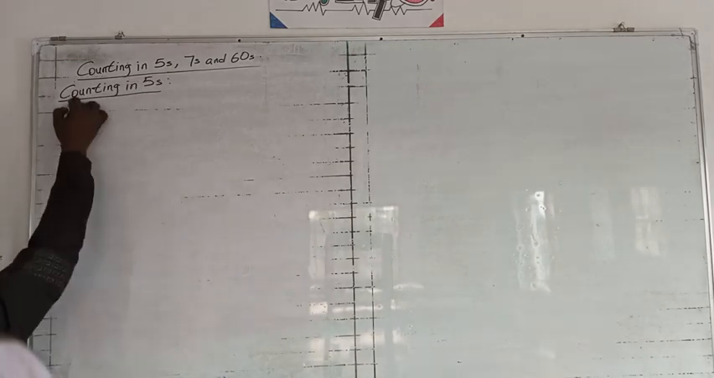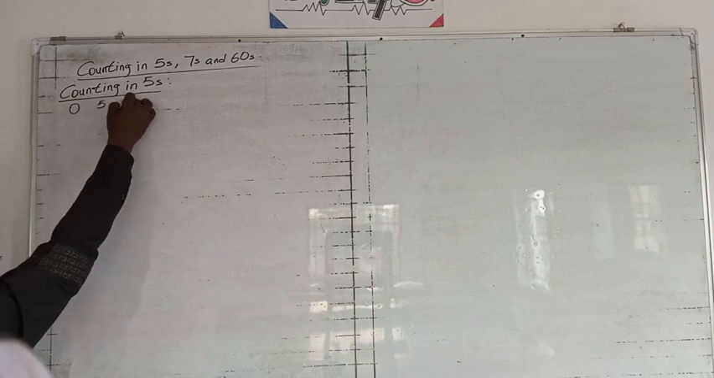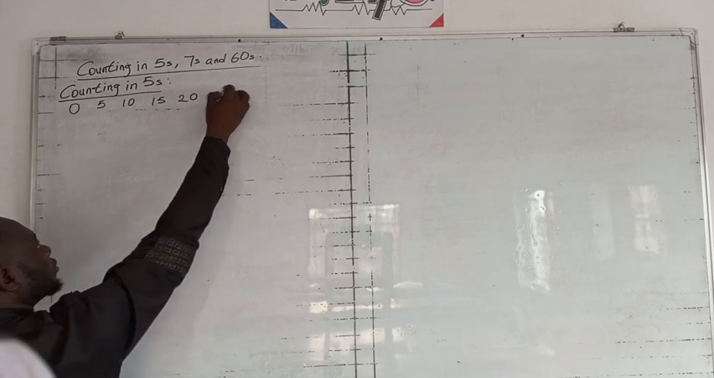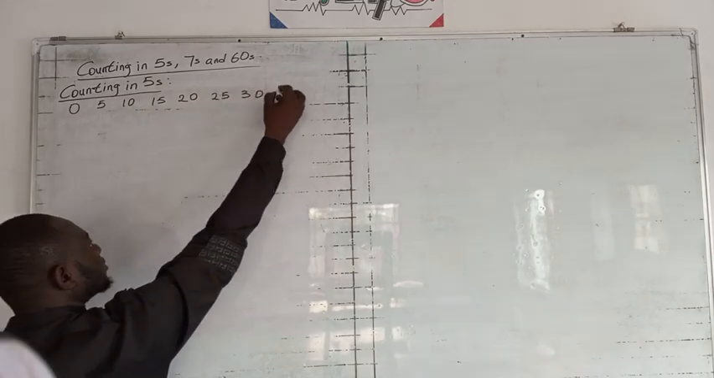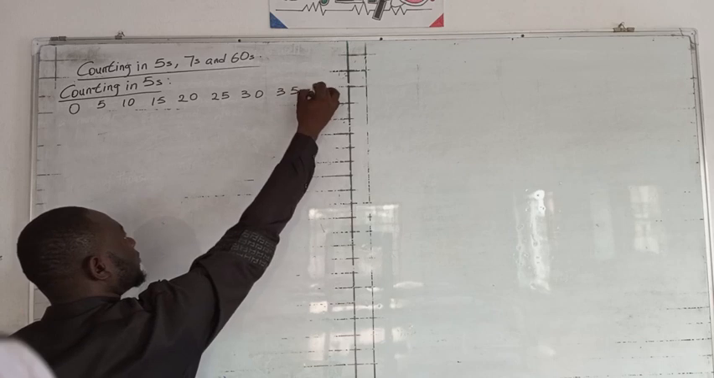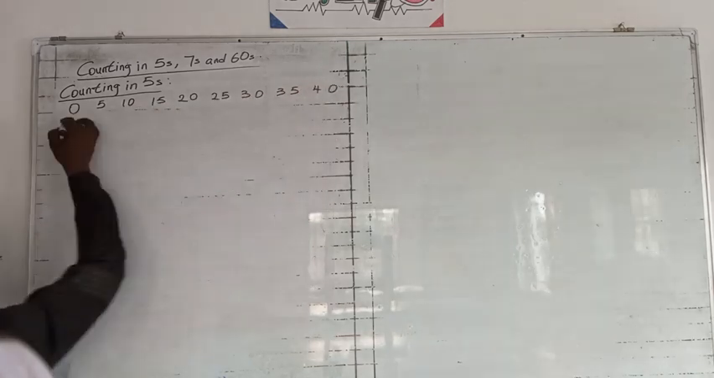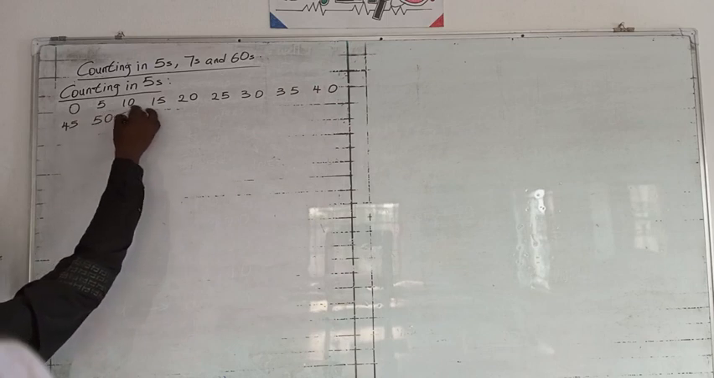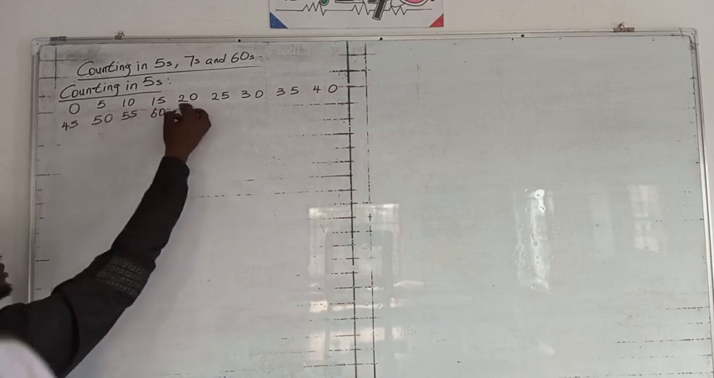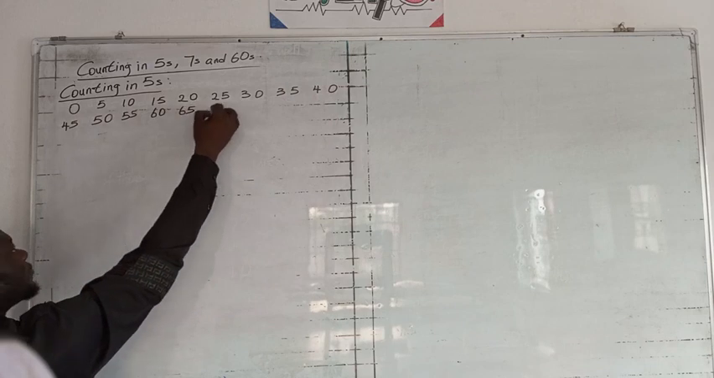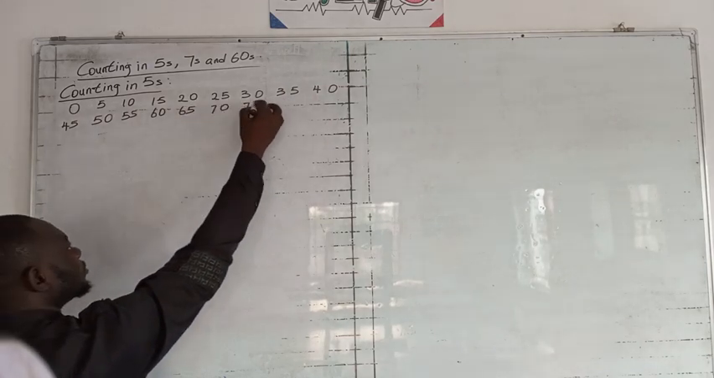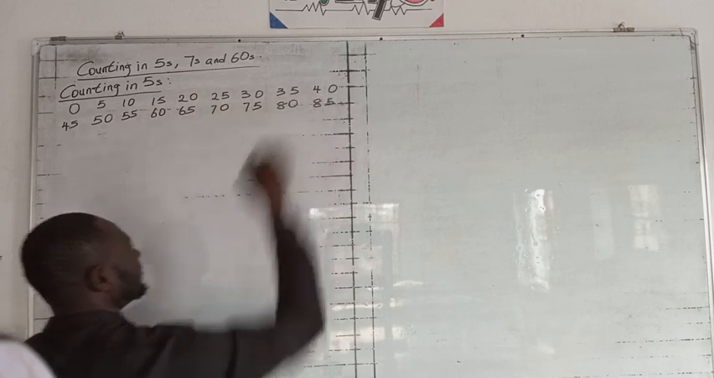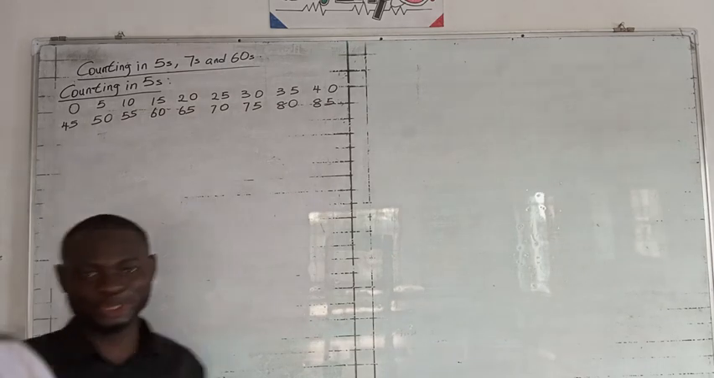In skip counting, remember we start from 0, 5, 10, 15, 20, 25, 30, 35, 40, 45, 50, 55, 60, 65, 70, 75, 80, 85. Let me stop here, but you know it continues.